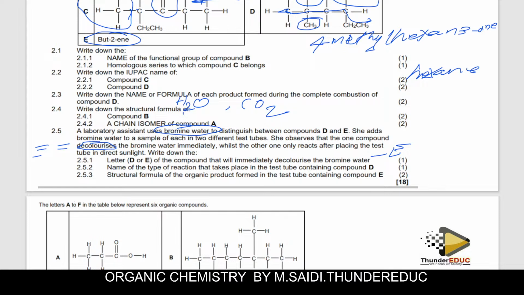Then they are saying, name the type of reaction that takes place in the test tube according to compound D. So what happens on compound D?